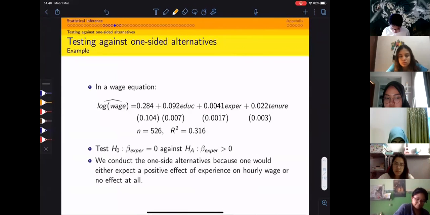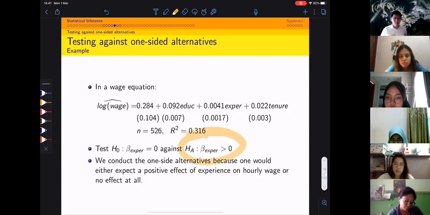Okay, and so this is just one particular example. I've mentioned to you that the Mincerian equation has a hypothesis that as you work longer, or as you gain more years of experience in the labor market, there is a positive relationship between years of experience and log wages. And so you can state the alternative hypothesis to be beta experience larger than 0.